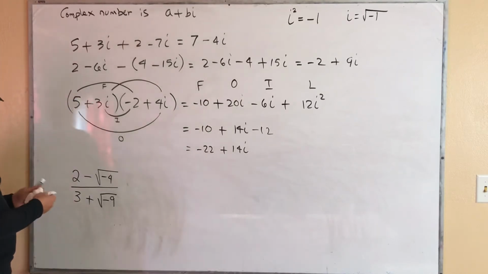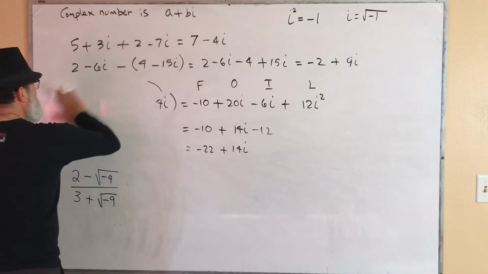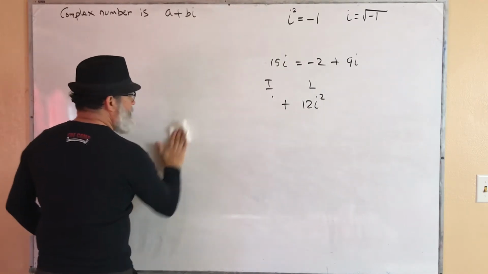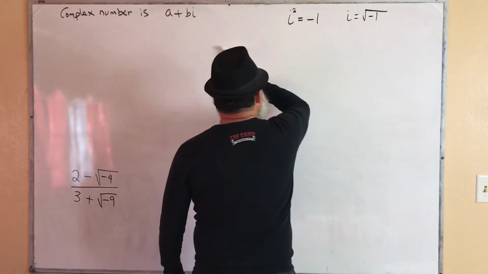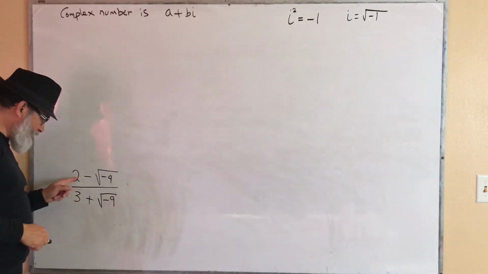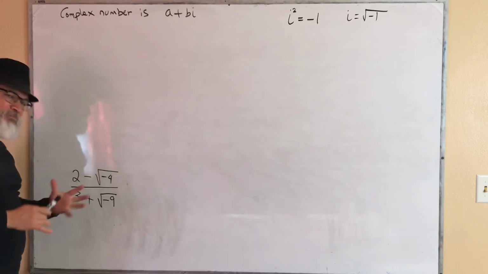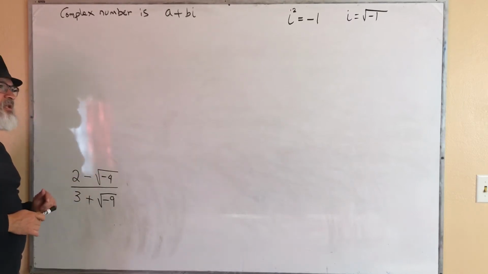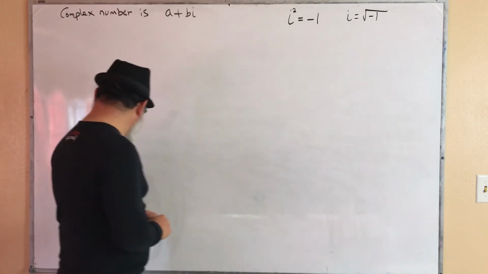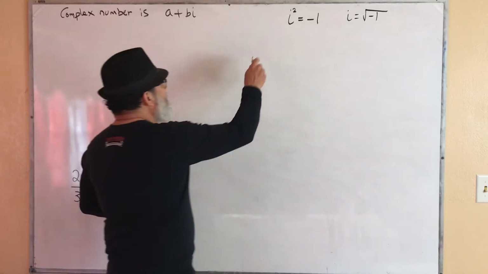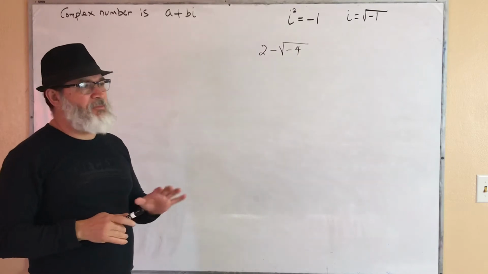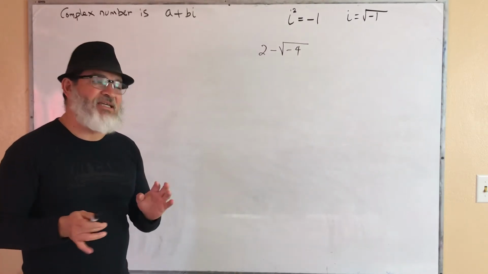So I need to erase this because I'm running out of room. And here we go. Okay, let's not forget that definition. First I'm going to express the top as a complex number. It's a complex number because of this negative 4 in the radicand. Okay, so watch this. Two minus the square root of negative 4. I'm going to make this into a complex number and I'm going to do it slowly so you guys can see.